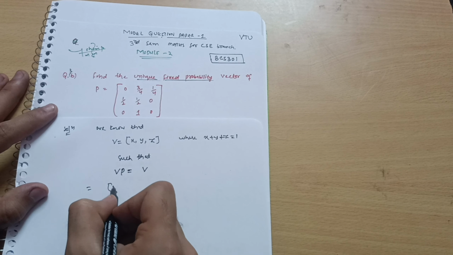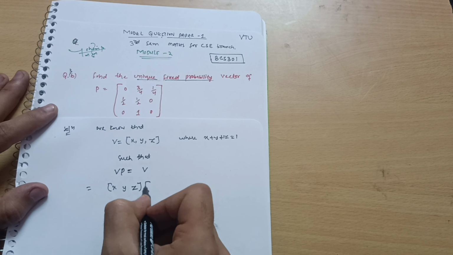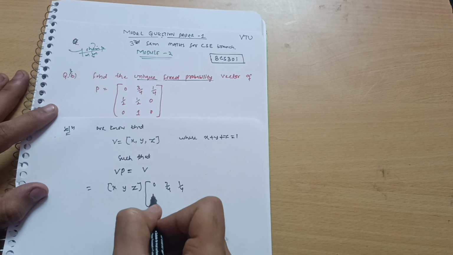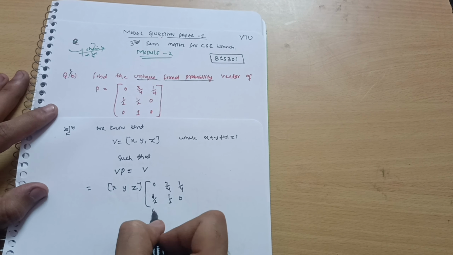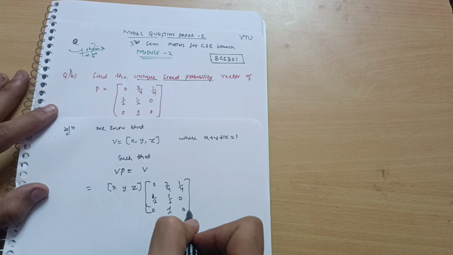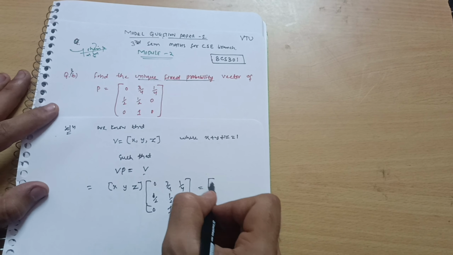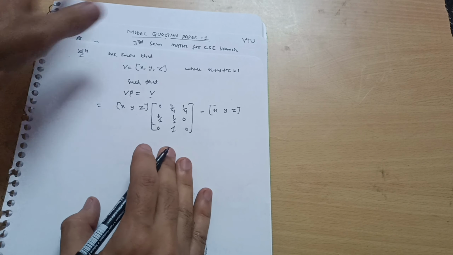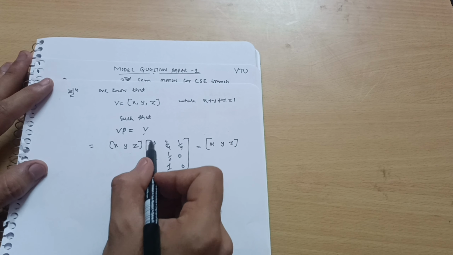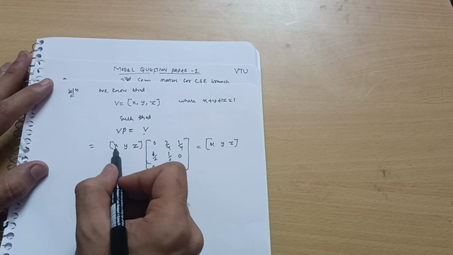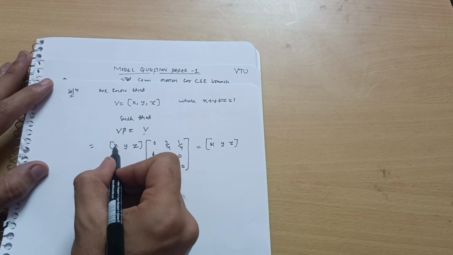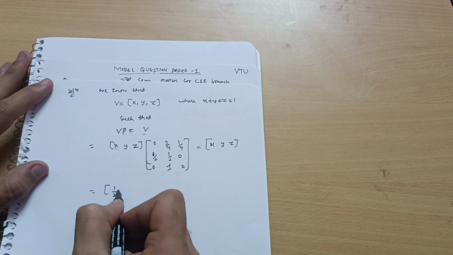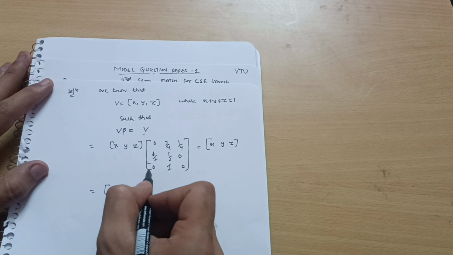Okay, so I can write V is (x, y, z), multiplied by the P matrix, that is 0, 3 upon 4, 1 upon 4, 1 by 2, 1 by 2, 0, 0, 1, 0. This should be equal to V, (x, y, z). Now cross multiply. This is matrix multiplication, you already know. This is your first row first column. So x into 0 is 0, y into 1 by 2 is 1 by 2y, and z into 0 is 0, so no need to write.